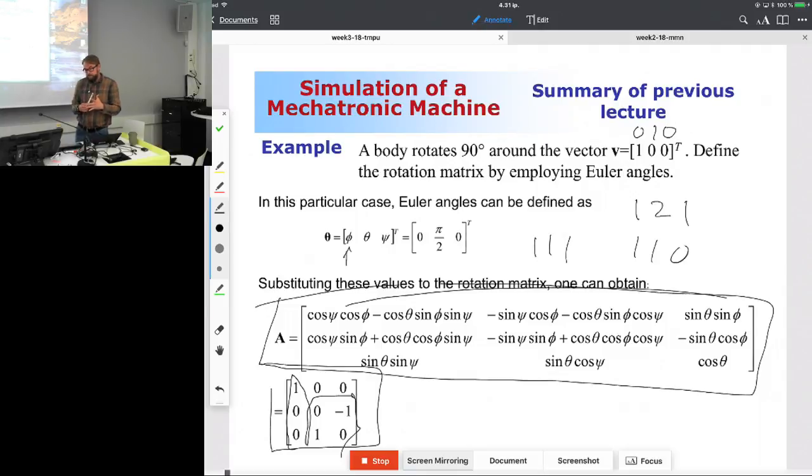Okay, so the first rotation is going to be clear. Let me explain it this way. You can rotate each one of these axes one at a time, and then you can multiply these matrices by using the successive rotation principle. So that's how it goes.